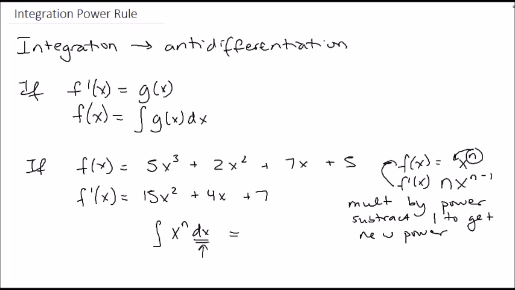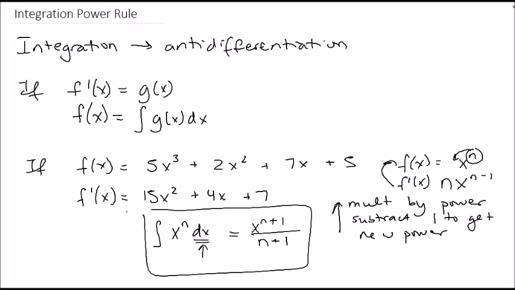So here, let's do the opposite steps. We're going to do them in reverse order as well. So we're going to add 1 to get the new power. And then instead of multiplying by the power, we're now going to divide by it. So, in a nutshell, this is the power rule of integration: x to the n plus 1 over n plus 1.